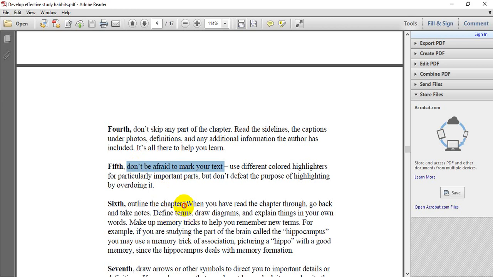Sixth, outline the chapter. When you have read the chapter through, go back and take notes, define terms, draw diagrams, and explain things in your own words. Make up memory tricks to help you remember new terms. For example, if you are studying the part of the brain called the hippocampus, you may use a memory trick of association, picturing a hippo with a good memory, since the hippocampus deals with memory formation.